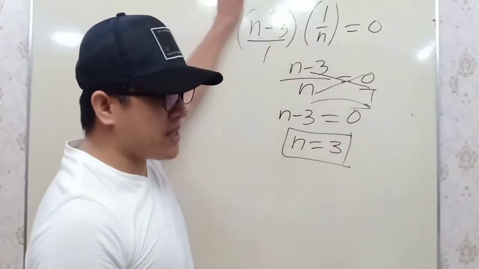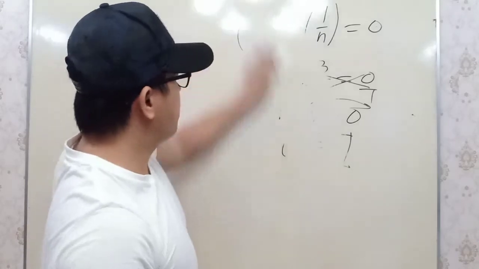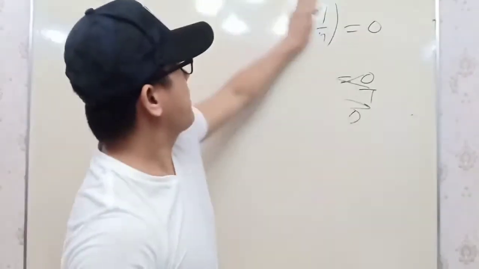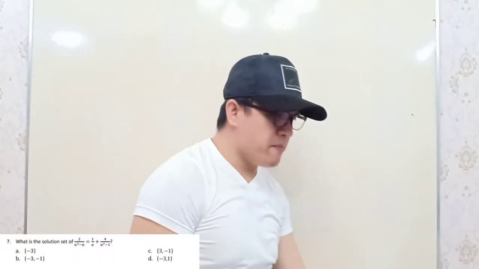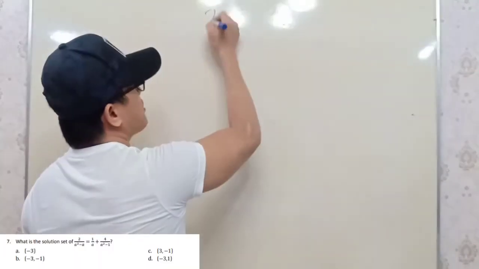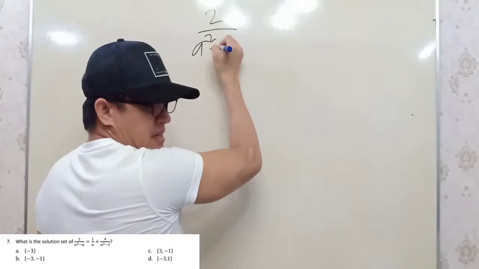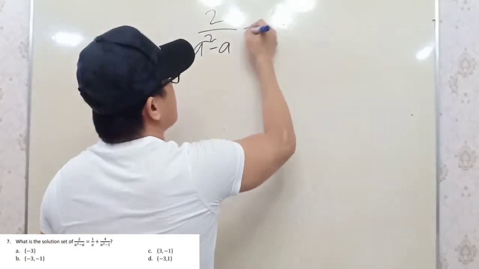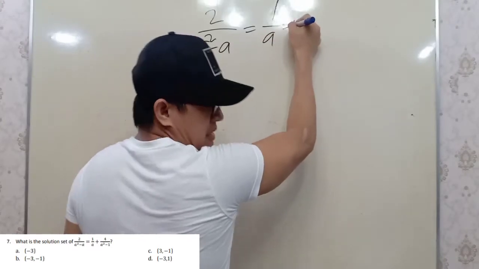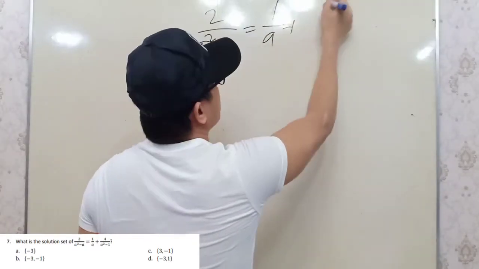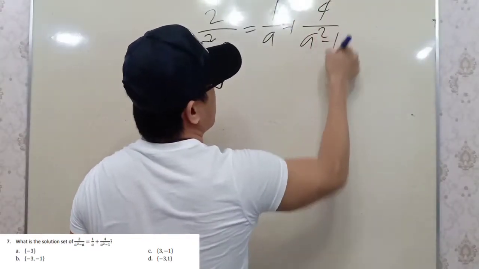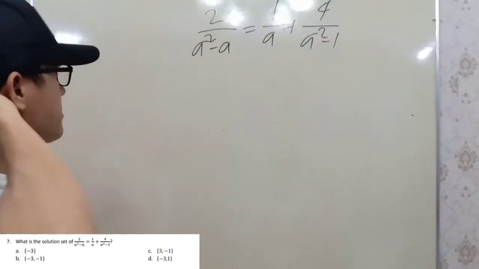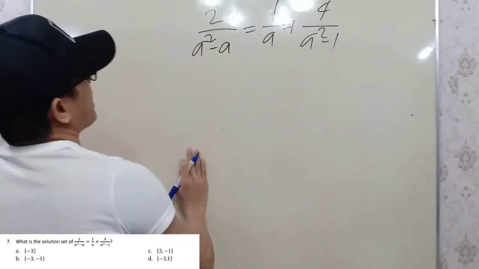Next, number 7. What is the solution set of? Okay. So we have 2a squared minus a is equal to 1 over a plus 4 over a squared minus 1. Okay? There you go. Next one. Iano lang natin to.